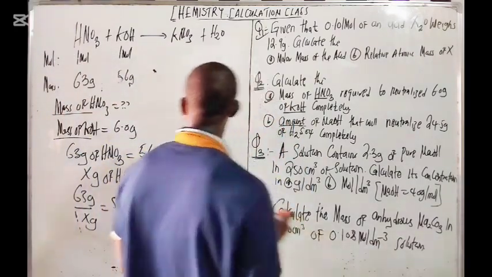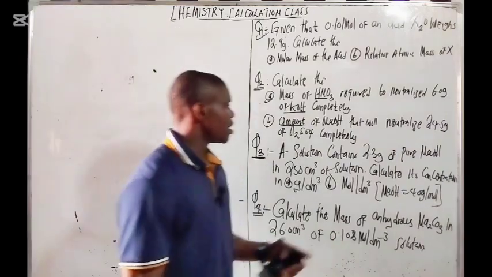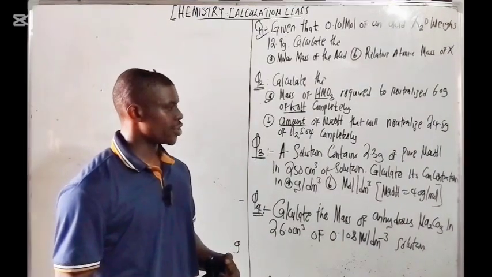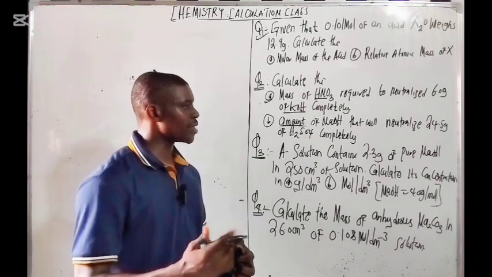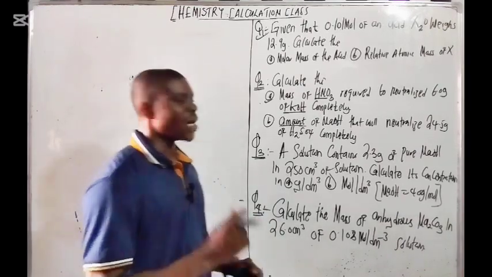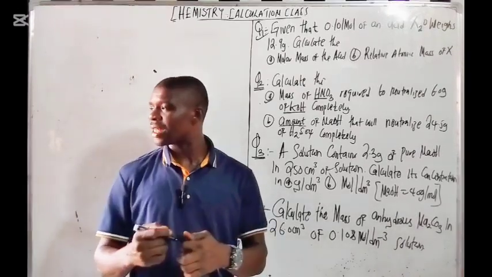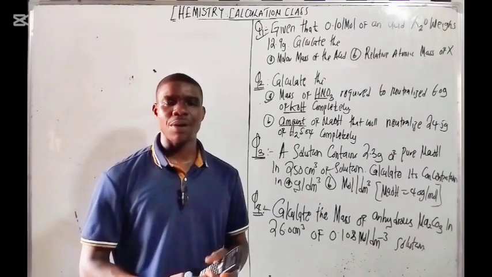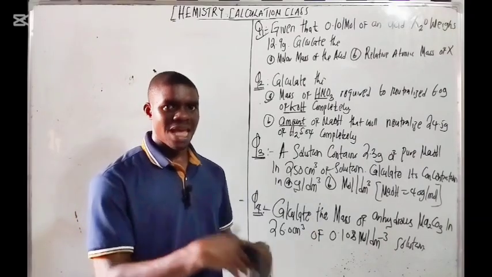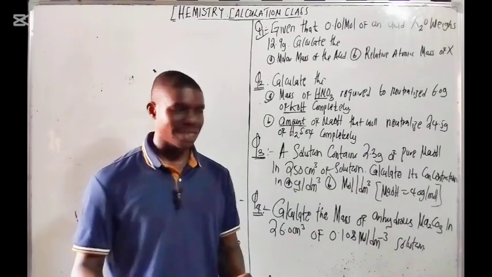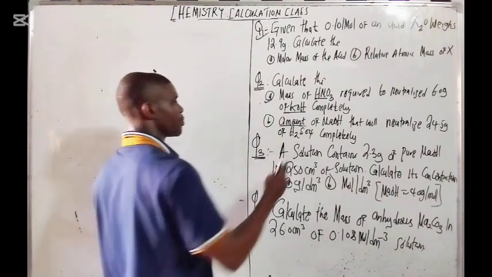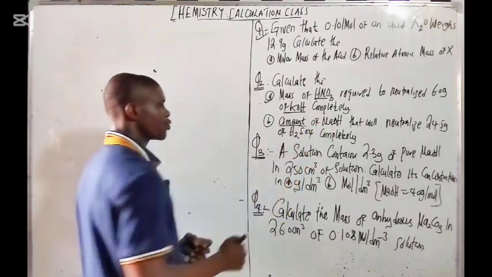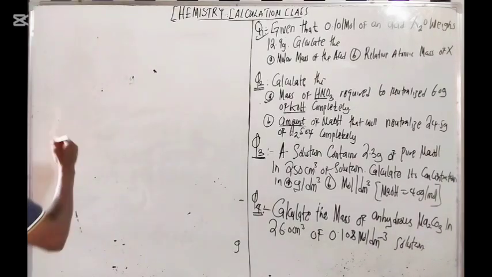So let's look at the part B. Amount of NaOH, sodium hydroxide, that will neutralize 24.5 grams of H2SO4. Now, whenever they say amount in a question, understand that they are talking about the mole of that compound. Amount is equal to mole. Do you understand? So here you have to write a balanced chemical equation between sodium hydroxide and H2SO4.